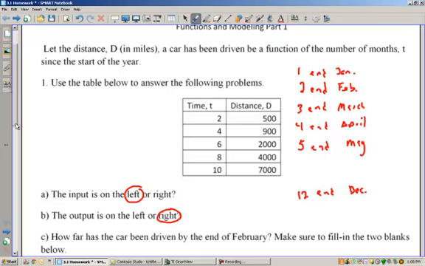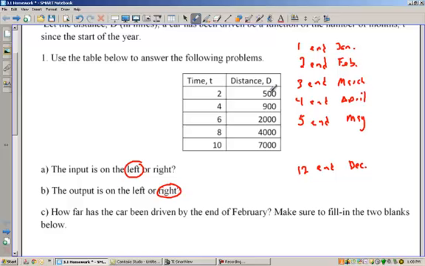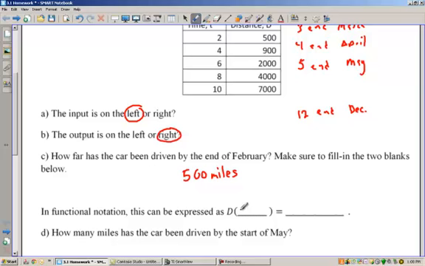If I want to figure out how far the car has been driven by the end of February, the end of February happens at 2, so I go over to 2, I look over and I say, 500 miles. And I can fill in the 2 blanks below, using functional notation. This can be expressed as d of 2, the input is 2, at the end of the second month, and it's equal to 500.